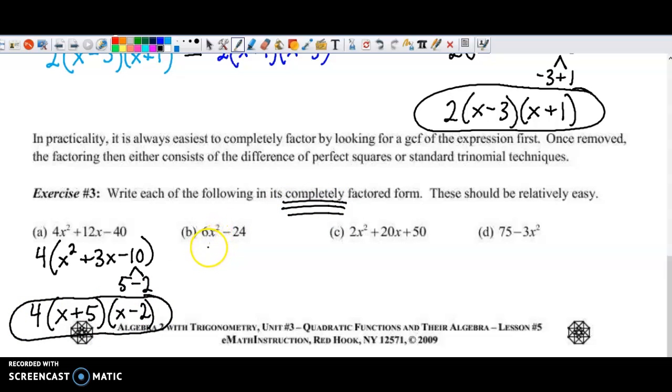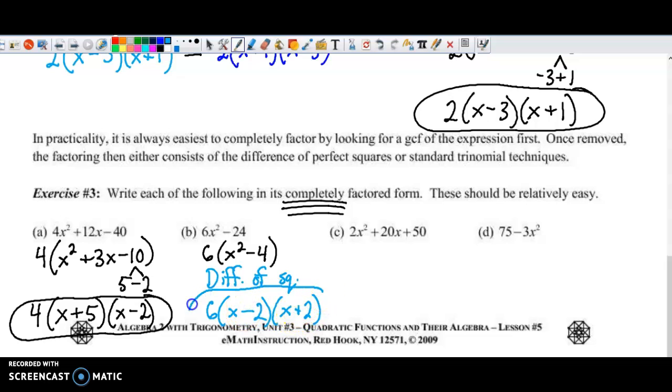Same thing with the next one. You could factor out a 6 out of that. And now this is a difference of squares. Just a reminder to look for difference of squares. Stop right there. That 6 is still in front, and to get x squared is x times x, and to get 4 is 2 times 2. Make one plus and make one minus, and you have the right answer. If you look at the next one, greatest common factor at 2 in front.